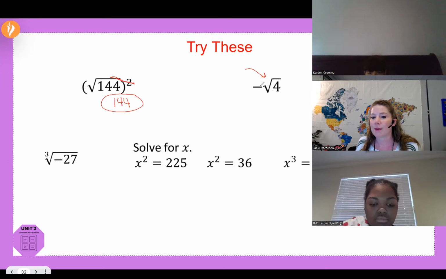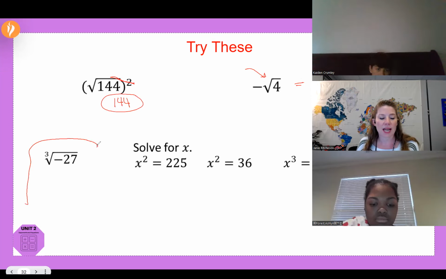All right, what about this one? Kaden, can you tell me the opposite of the square root of 4? What do you think? Or Ashlyn? Yep, it's -2. Very good. All right, what about this one? Do y'all know the cubed root of -27? -3. That is a real solution, and the real solution is -3.